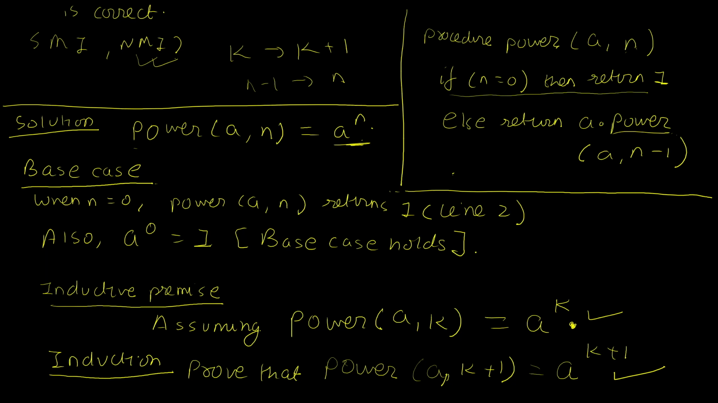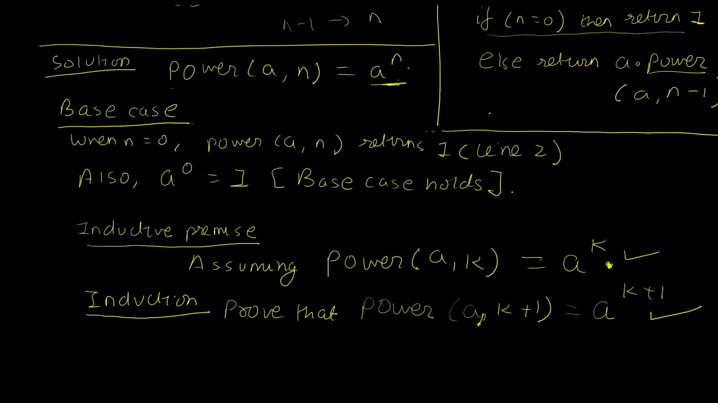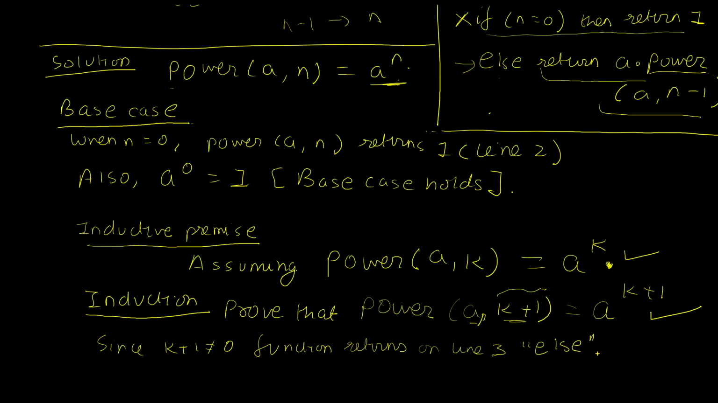So it is easy to show that. We'll see what happens when we plug a and k plus 1 into my power function. It cannot hit this base case because now n is not equal to 0. Therefore, it will have to use the else statement in order to return this value. So I'll mention exactly that. Since k plus 1 is not equal to 0, the function will return from line number 3. And based on this observation, I can say that the function is returning this value.